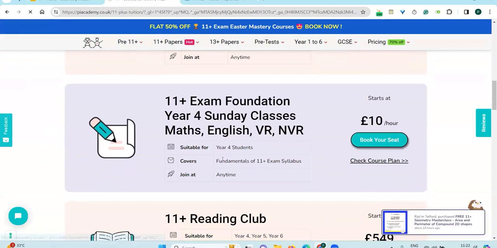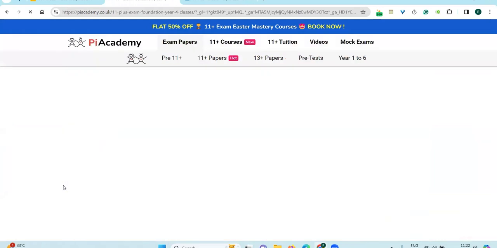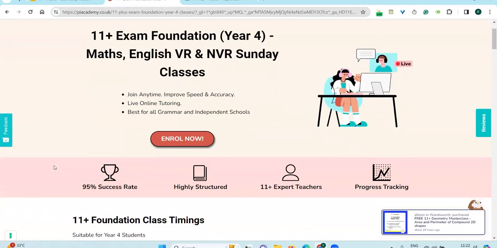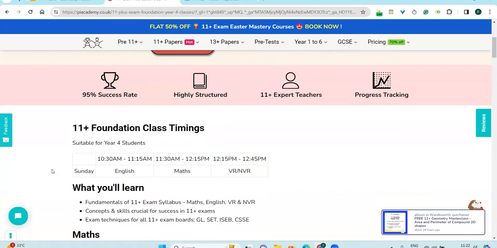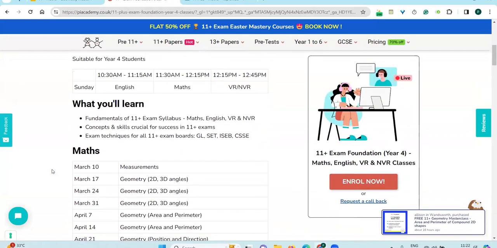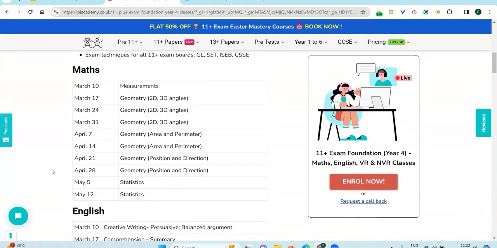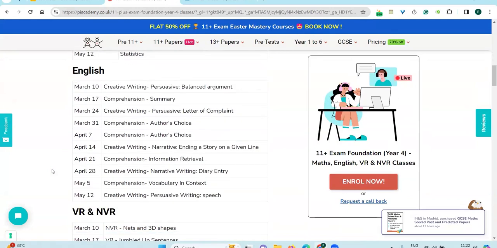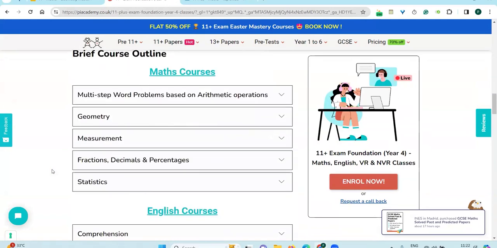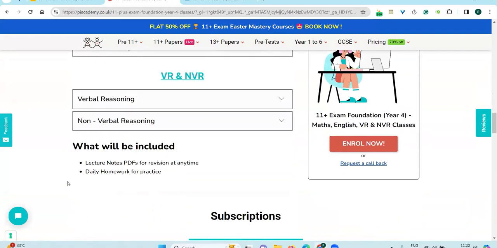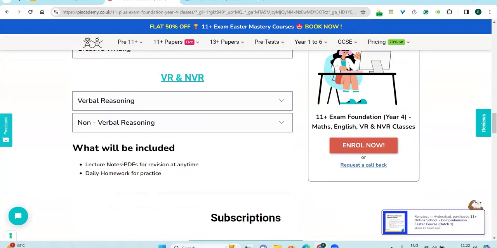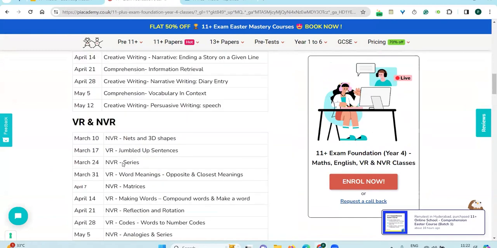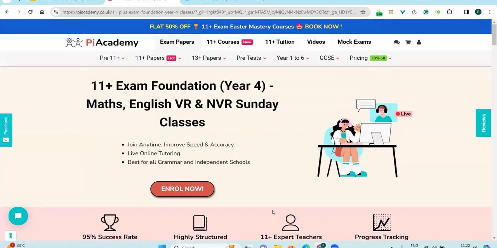These classes focus on the fundamentals of the 11 plus exam. They would not be too overwhelming for the child because we take them from the very basics and we make sure that they are completely ready for the 11 plus exams next year. So you can check out the year four foundation classes. We have a very detailed syllabus for the upcoming 3 months, as you can check out here on the website. You would also get online homeworks on the portal and access to the lecture notes that our tutors use for these sessions. So I would recommend that you check out our year four foundation Sunday classes.